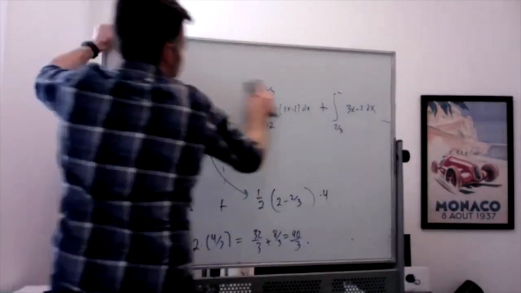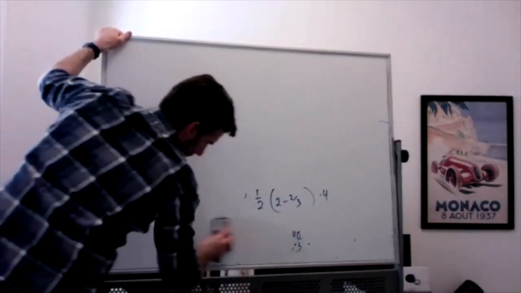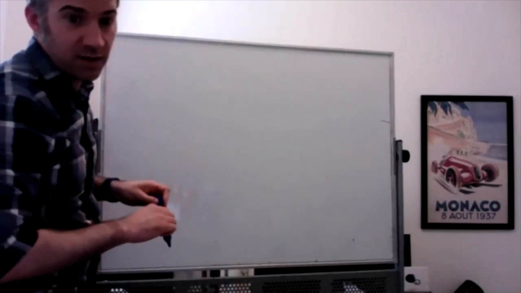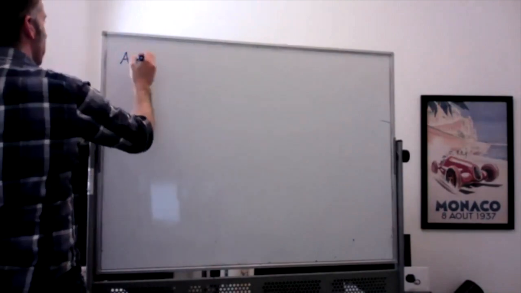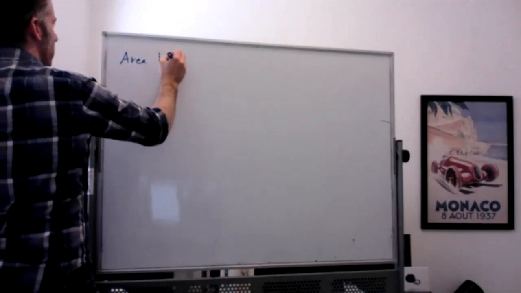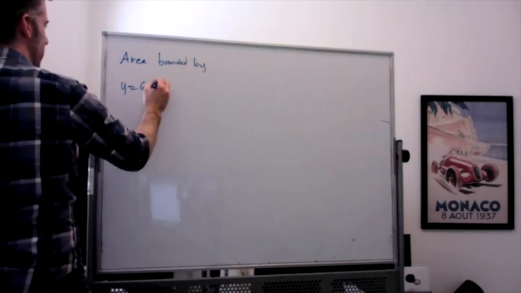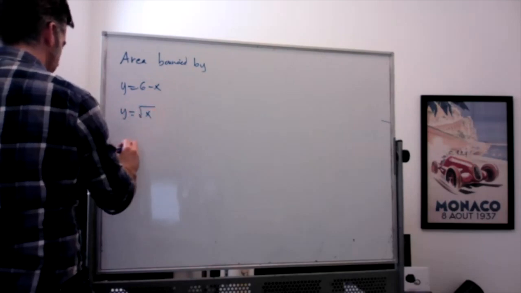I don't think I've given you guys this one yet, so let's do this one. It's one of my kind of go-to problems. I don't think I've shown this one to you yet, but maybe I have. So let's say I want to find the area bounded by y equals 6 minus x, y equals the square root of x, and y equals 0.